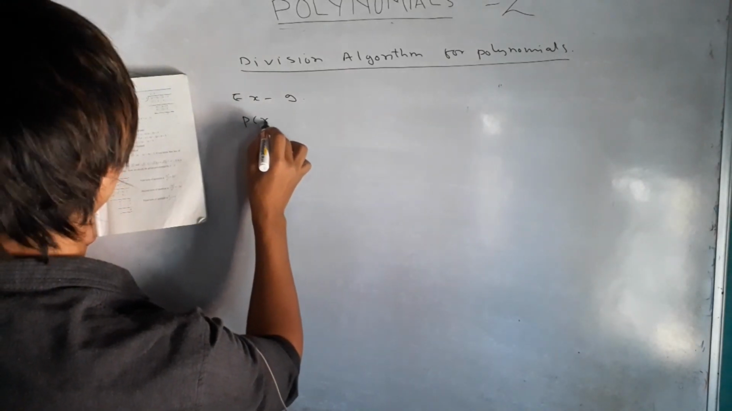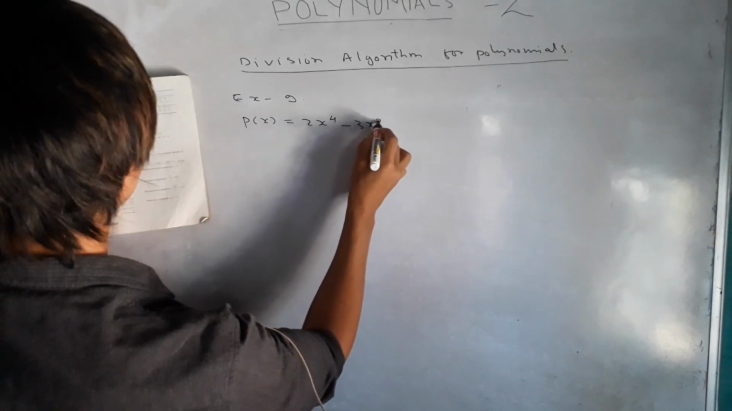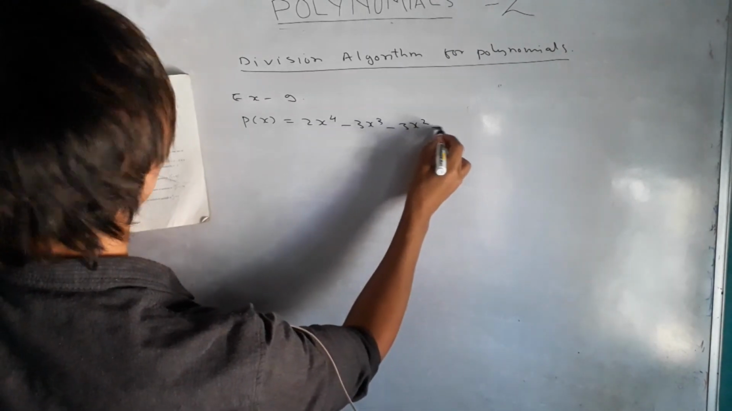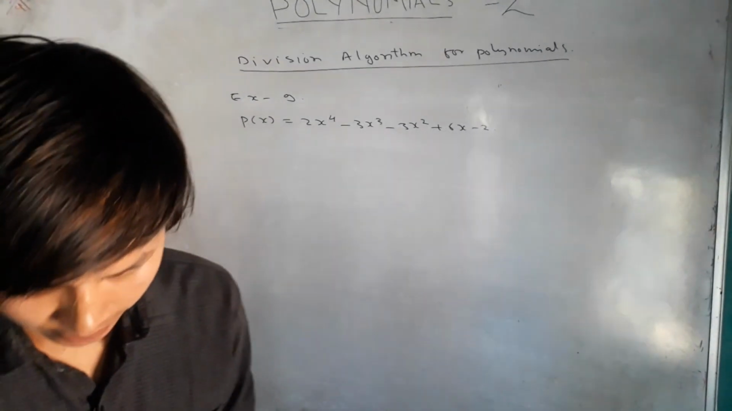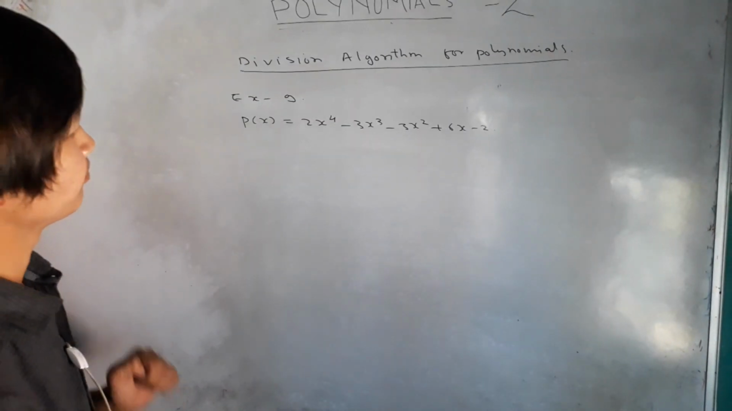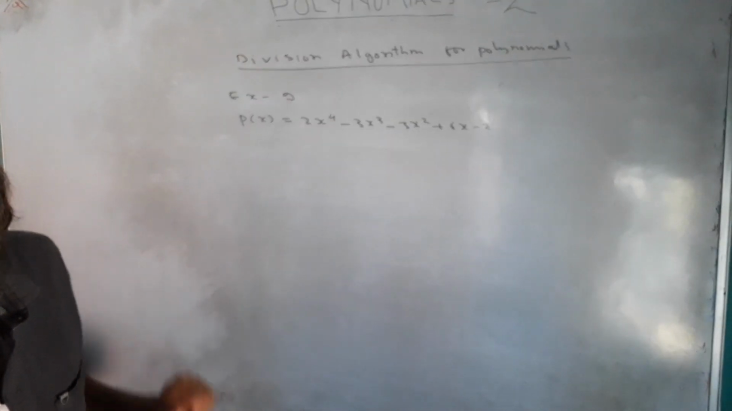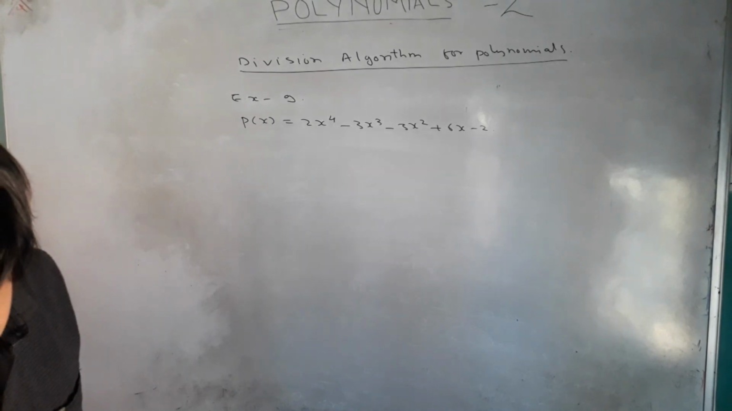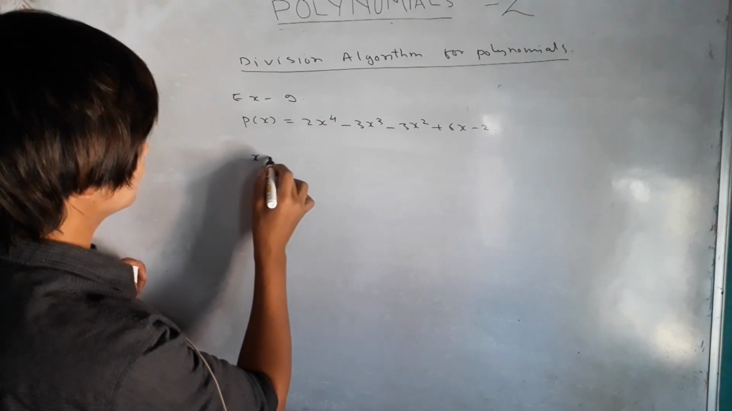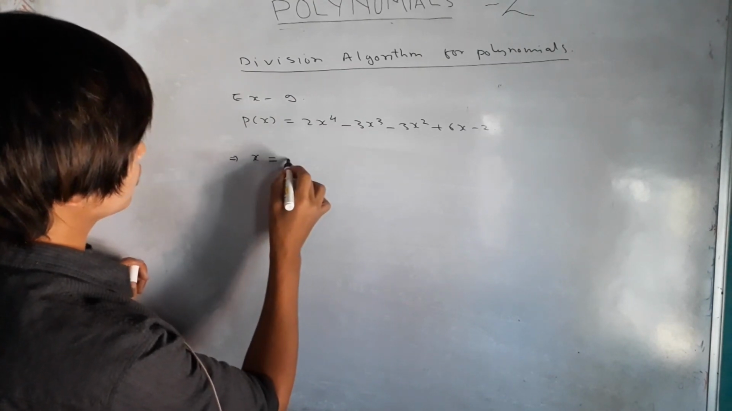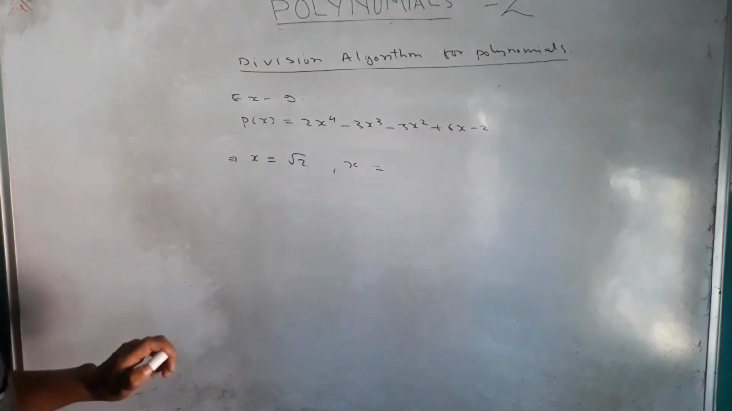Given p(x), the polynomial is 2x to the power 4 minus 3x cube minus 3x square plus 6x minus 2. This is the type of question which is usually asked for 3 marks in the board exam, the end term examination. The question says two zeros are given: x equals root 2 and x equals minus root 2.